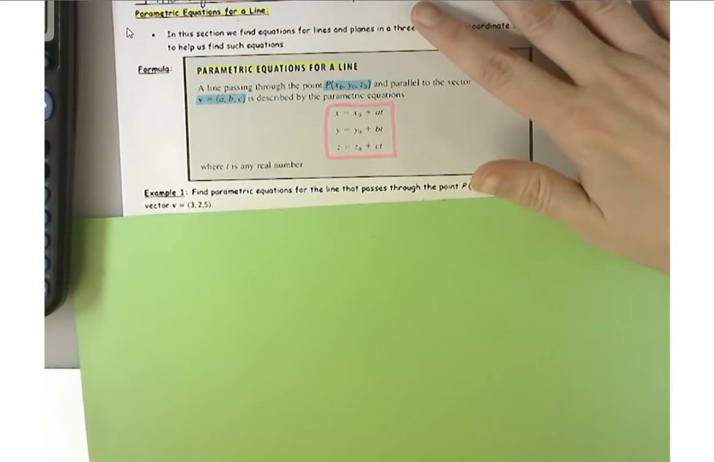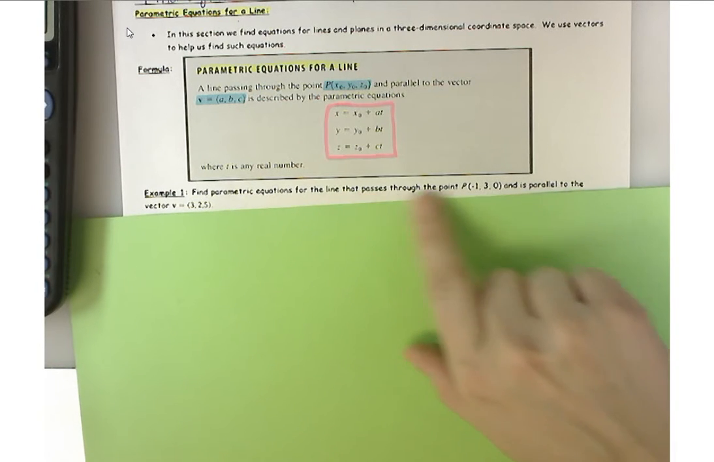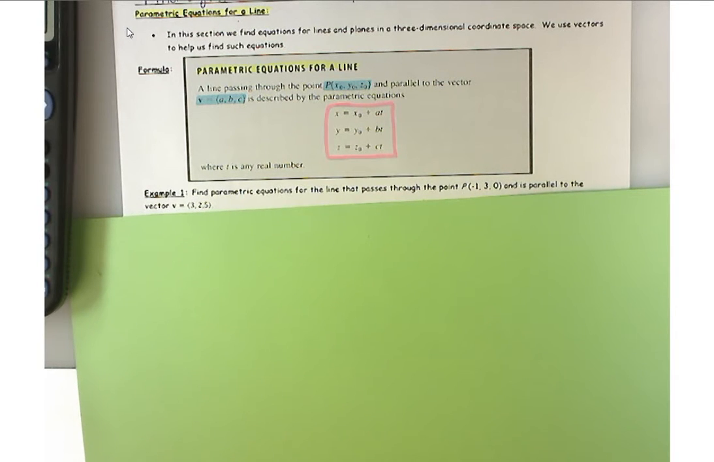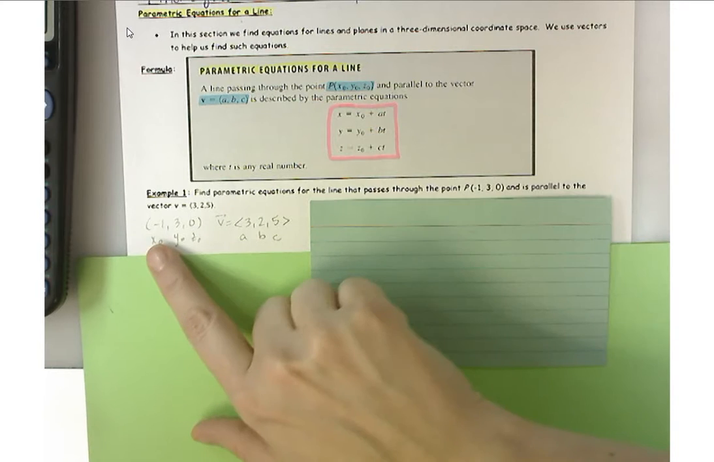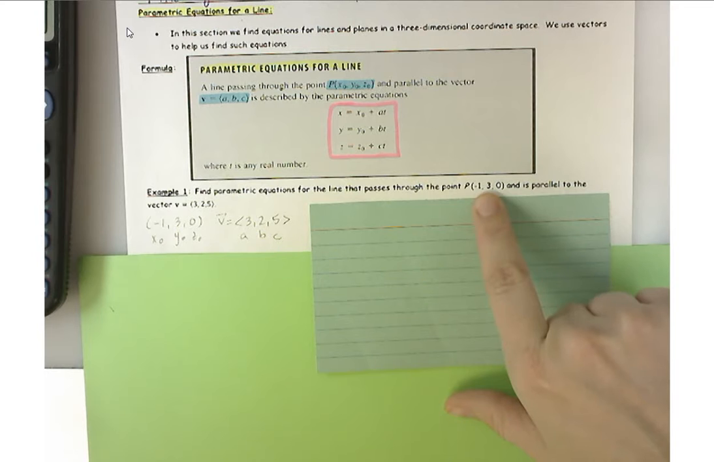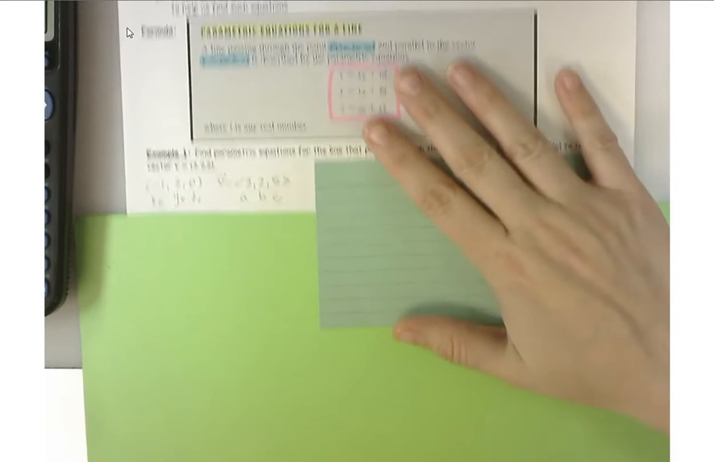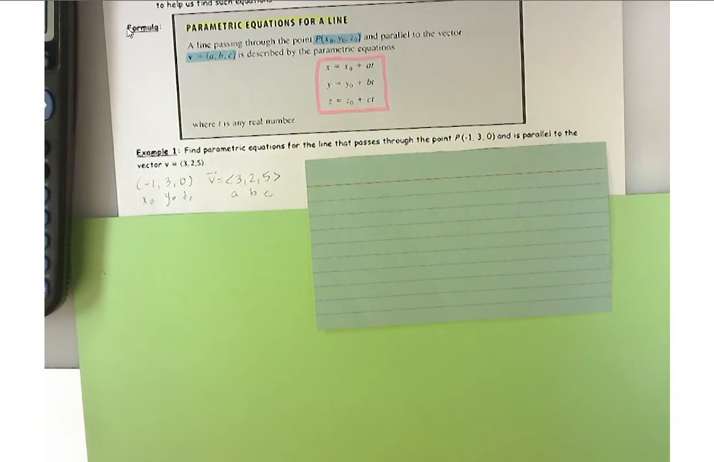All right, so for example 1, we are going to find parametric equations for the line that passes through this given point and is parallel to the given vector v. Okay, so I'm going to have you guys do this, and your x sub 0, your y sub 0, your z sub 0 is going to correspond to that point P, and then your a, b, and c is going to be vector v. Okay, so I'm going to give you some time now to construct those three equations from the point and the vector.